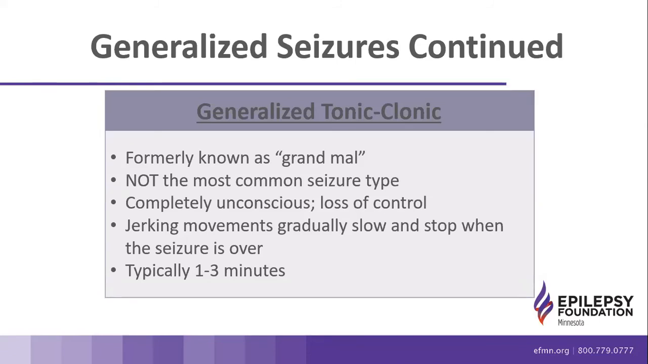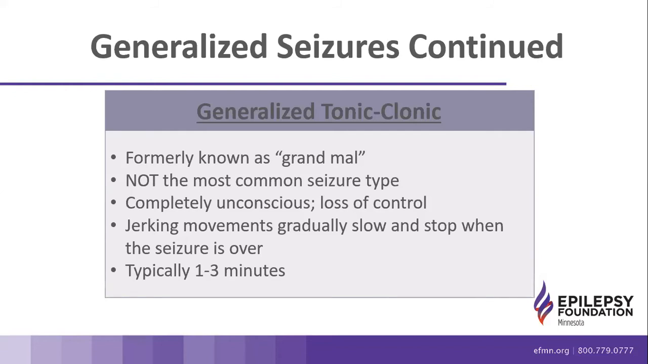So we're going to move into the fourth type. This is the generalized tonic-clonic. If you've ever seen this type of seizure, it probably left a lasting impression on you. It's not the most common type, but often it's the type that many people who think about epilepsy or seizures think of. It used to be, like I said, called the grand mal way back, and it involves the complete loss of consciousness, loss of all control, could be bladder and bowel function as well.